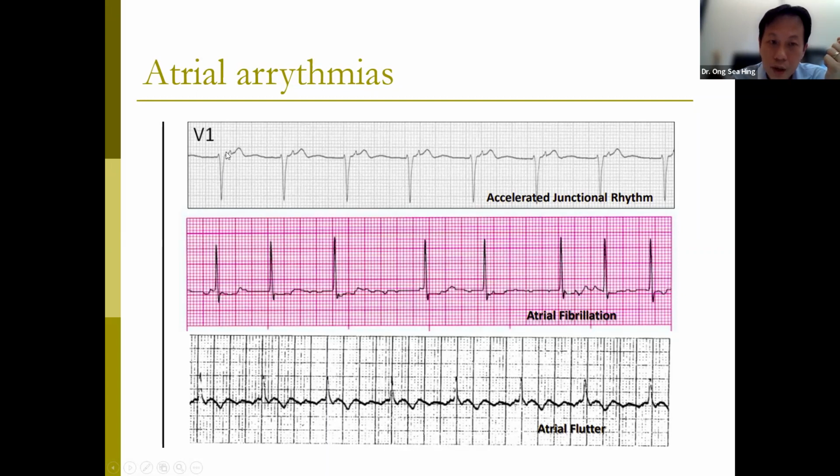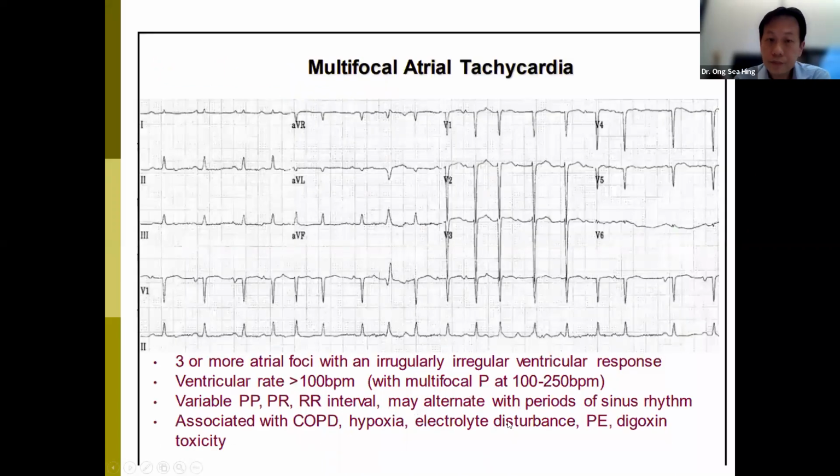Junctional rhythm, you see the QRS complex is narrow, and then you sometimes can see a retrograde P wave here. If you see a retrograde P wave here, it's because the P wave is actually triggered by the junctional rhythm. If the junctional rhythm is higher than 60 beats per minute, then that's called an accelerated junctional rhythm. If the rhythm is less than 60 beats per minute, then it's just called junctional rhythm. Okay, these are some of the atrial rhythms that you need to recognize.